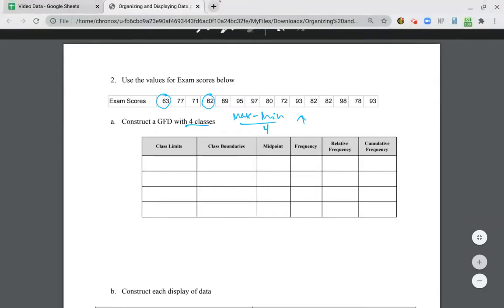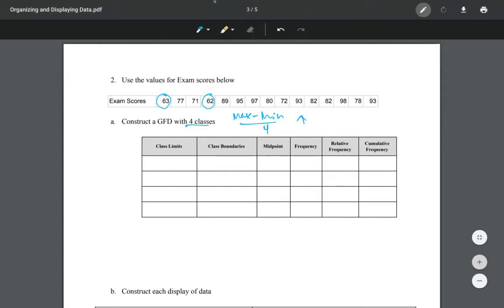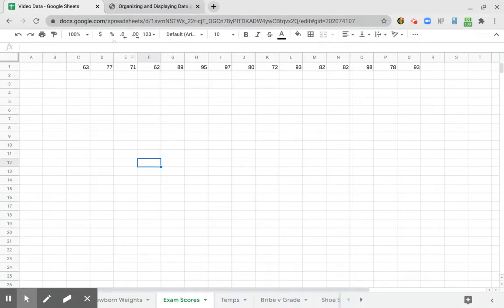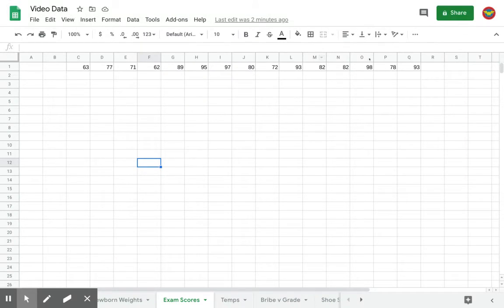So I'm going to go over to Google Sheets. I've already copied my data and I pasted it into Google Sheets. You can do this in Excel as well. I've got my data here. It's pasted as a row. So the first thing that I want to do in order to get my spreadsheet to organize my data is to put it in a column instead.